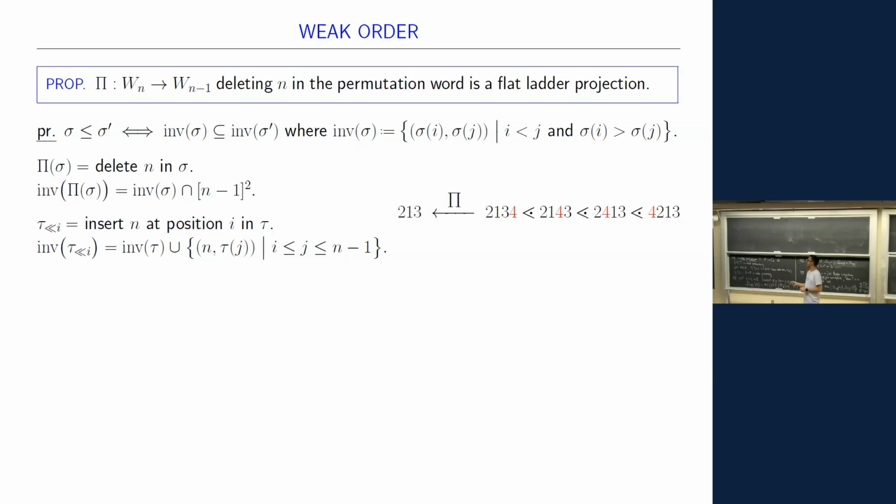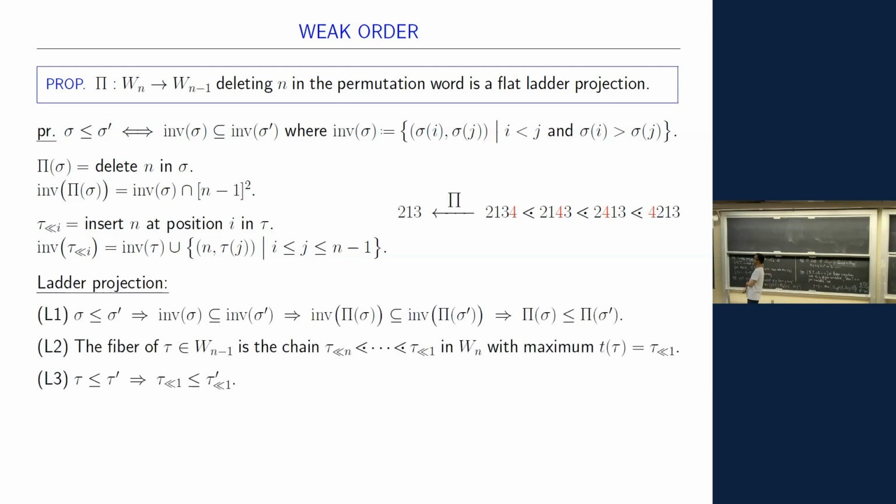And I will denote by tau insert i the insertion of n at position i in tau. So this will be tau insert 4, tau insert 3, and so on. And you can also compute the inversion set of tau insert i in terms of the inversion set of tau. So now let's check that it is a ladder projection.